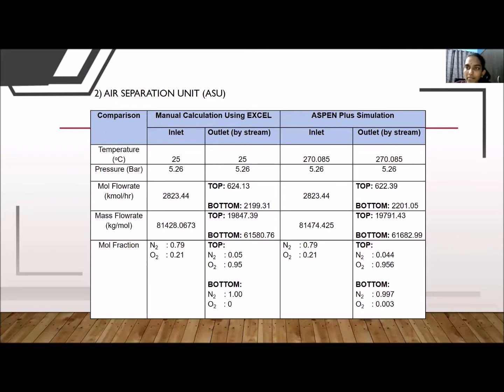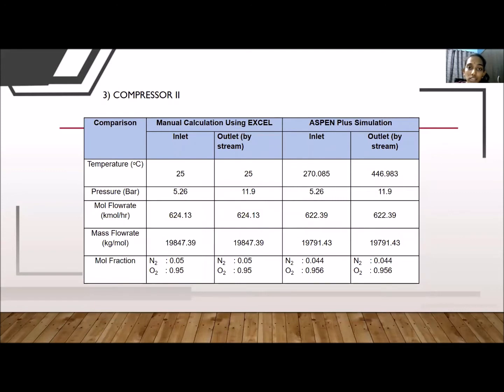Now moving on to the third unit, which is the compressor. Again, this is used to increase the pressure from 5.26 bar to 11.9 bar, which is the required pressure for the reactor. Again, the isothermal compressor used in Excel causes the temperature to remain the same. However, in Aspen simulation, the isentropic compressor causes the temperature to increase at the outlet stream. Again, the mass flow rate difference is due to the molecular weight used in Excel and Aspen simulation.